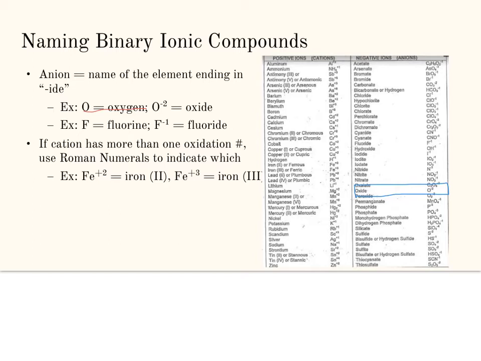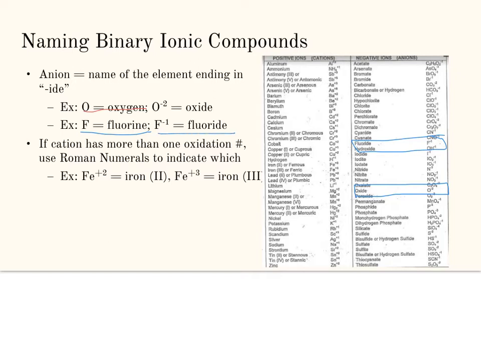The same can be true of fluorine. On the front side of the periodic table, the element F is called fluorine. However, as an ion with a -1 charge, if I locate it on the back side, I can see fluoride is the name of it.